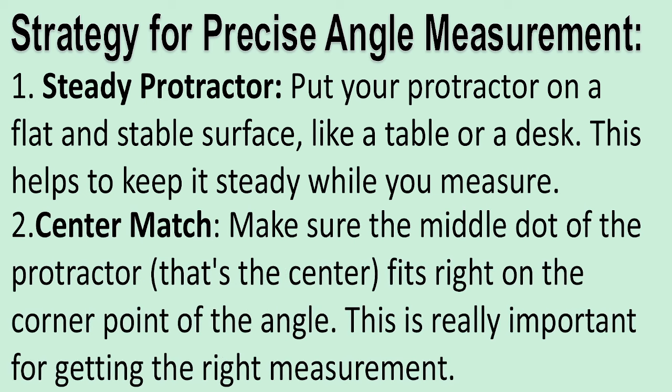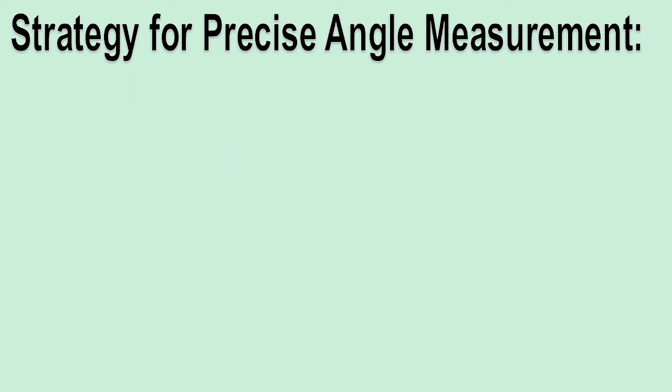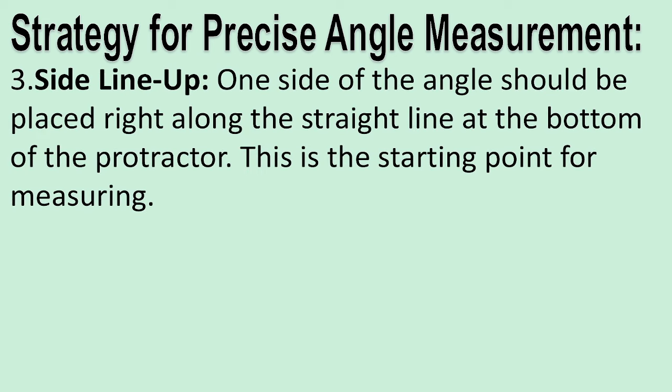Number 2, center match. Make sure the middle dot of the protractor, that's the center, fits right on the corner point of the angle. This is really important for getting the right measurement. Number 3, side line up. One side of the angle should be placed right along the straight line at the bottom of the protractor. This is the starting point for measuring.